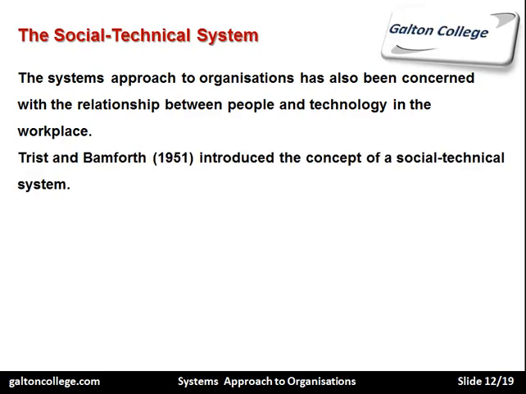Trist and Bamforth in 1951 introduced the concept of a socio-technical system. And why we're dealing with this here is that this has become the seminal article, one of the early movers in this type of thinking, looking at companies as socio-technical systems. So I want to spend the rest of this session talking about Trist and Bamforth and their ideas, because we should now start to work towards looking at the organization as this sort of interface between people and technology.